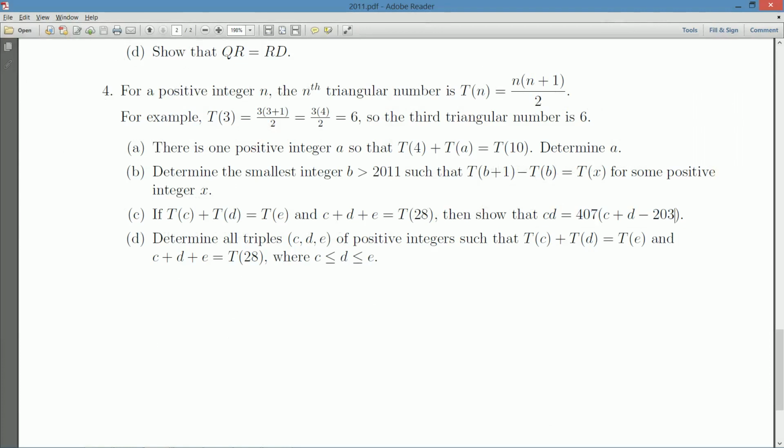So now part D. Determine all triples C, D, E of positive integers such that TC plus TD is equal to TE, and C plus D plus E is T28. And we have the added condition. So it's the two conditions we had in the last part. But we also have C less than or equal to D, less than or equal to E. We also have positive integers, which weren't mentioned in the last part as well. Okay.